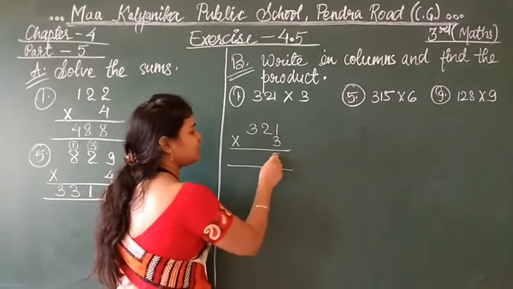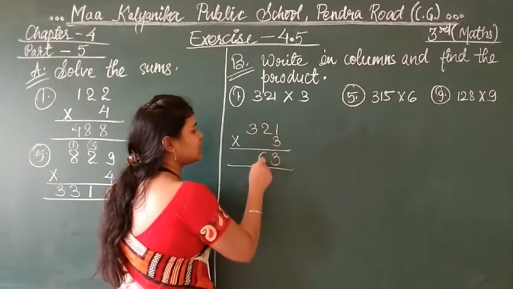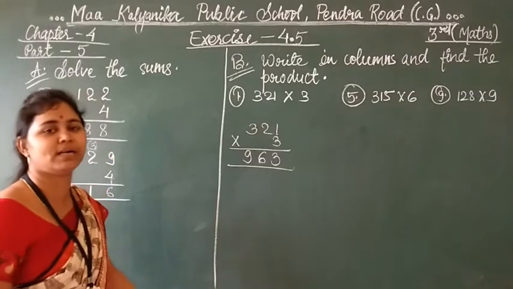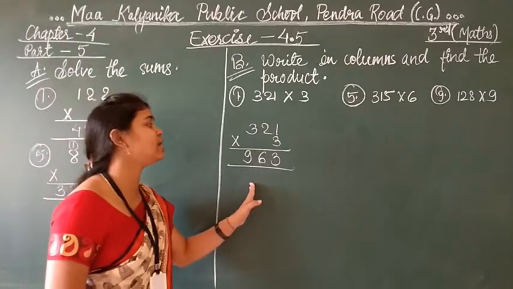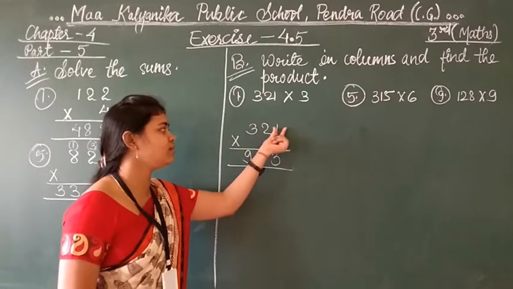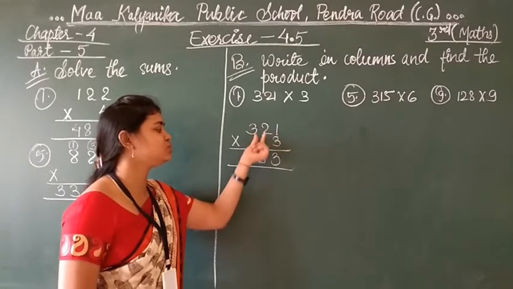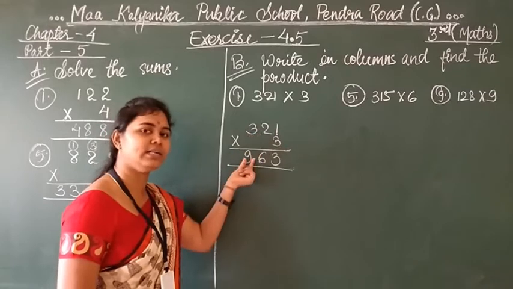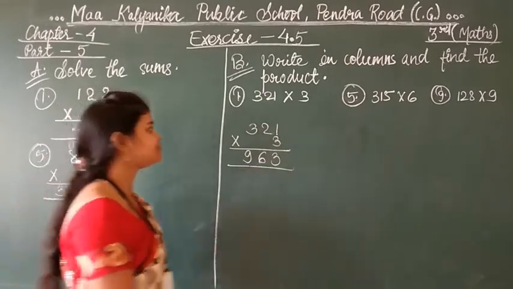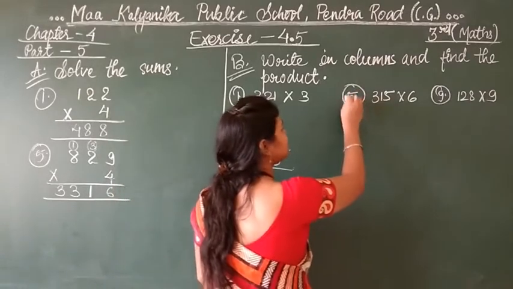3 1s are 3, 3 2s are 6 and 3 3s are 9. Here no carry is there. So simply we have multiplied and received the answer 963. You can check: 3 1s are 3, 3 2s are 6 and 3 3s are 9. Okay, 963 is your first product. Now moving to question number 5.